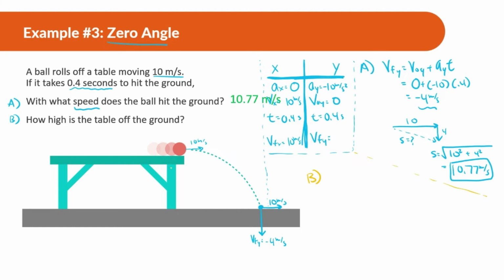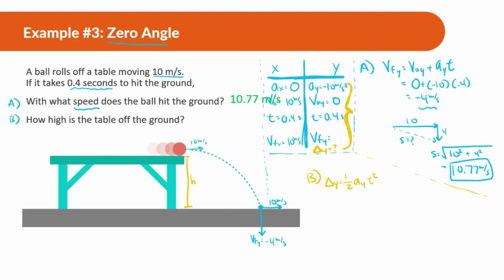Part B says, how high is the table off the ground? So we're looking for how high this table is off the ground. Another variable for that is we're looking for what the displacement in the y direction is. Okay, so we're finding what this displacement in the y direction is, and we have a formula for that. 1/2 acceleration in the y times time squared. And what we should know is when we're trying to find something in, let's say, the y direction, we can only use the components in the y side. We can't use anything in the x except, I guess, the time, because that's the same for both.